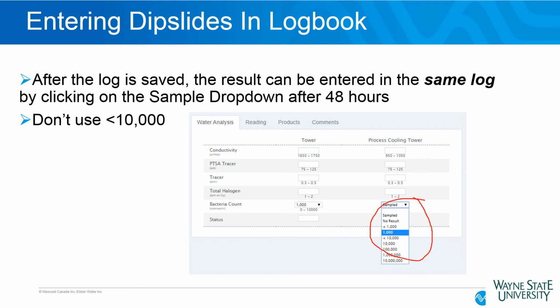We're rounding up. There's a less than 10,000 option. Don't choose that, please. That's hard coded in there for some other customers. It cannot be removed, but for Wayne State it is not applicable. If that is chosen, the Water Safety Committee will know about it and ask about it. So please don't use 10,000.